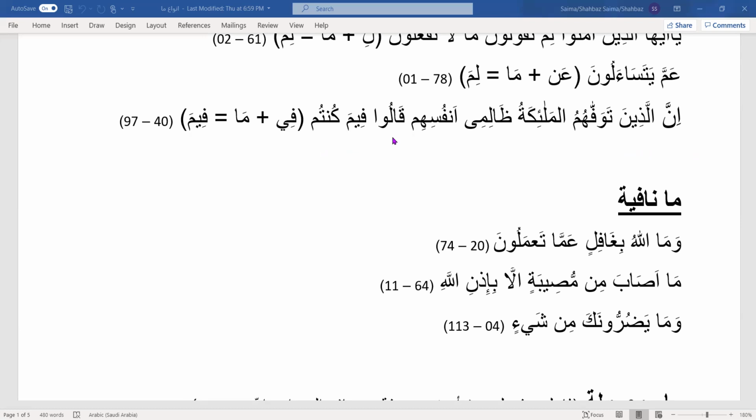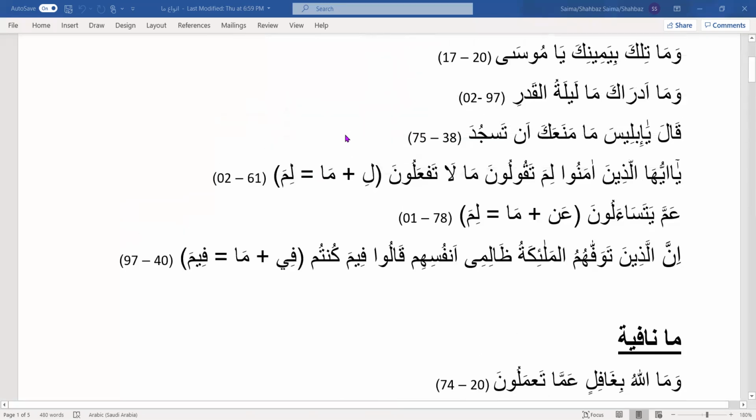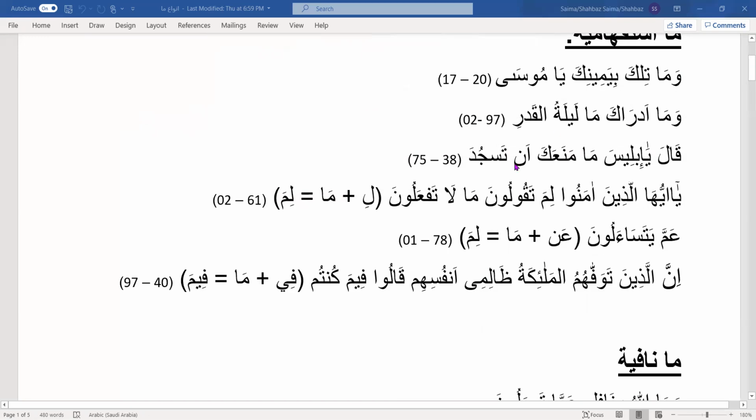They said, the angels said, fima kuntum, in what you were, in what condition you were. So this is something asked by the angels. So this ma is again ma istifhamiyah, and it lost its alif because it is attached to a harf. So two variations: ma, just regular ma, and ma when it comes with a harf, and then it loses its alif. This is all about ma istifhamiyah. Any question?